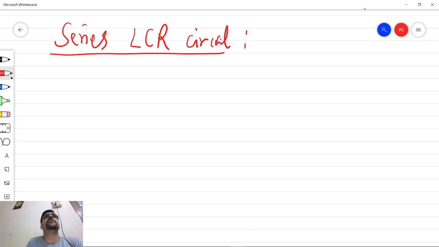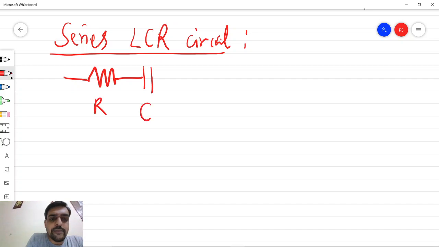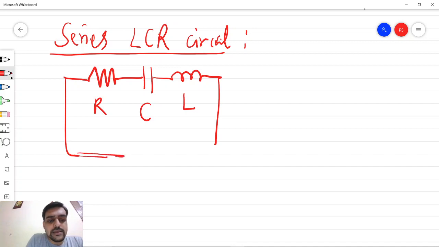Series LCR circuit, where we have three components: resistance, capacitor, and an inductor, connected in series with an AC source. So this gives an alternating current.